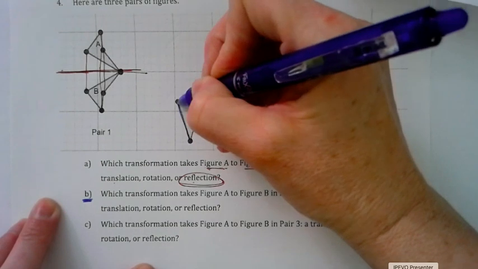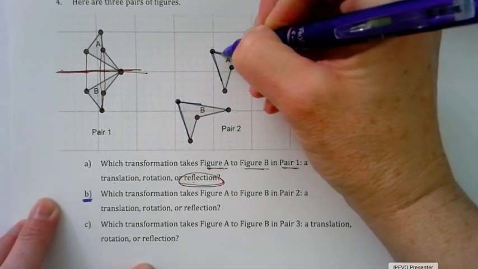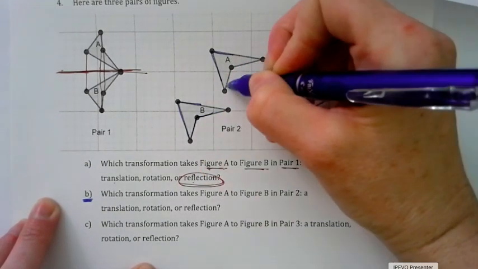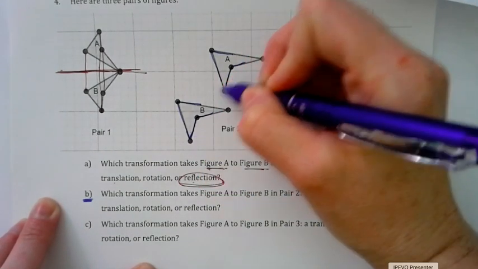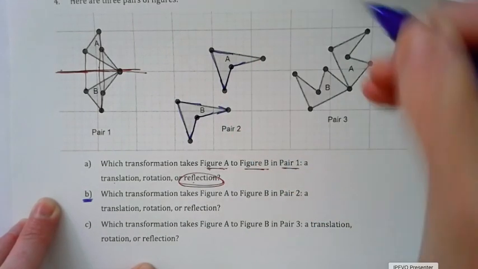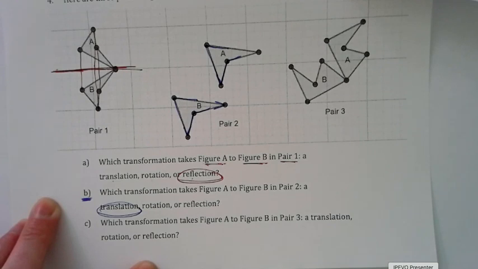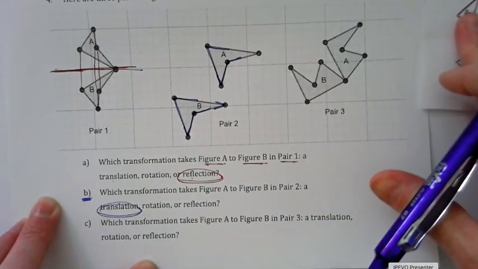Like this pointy side is upper left, this is upper left, this indent corner is toward the right, this indent corner is toward the right. All these corresponding vertices or angles are going in the same direction. That tells me it's a translation. And you could trace your shape and move it and see that they match up.